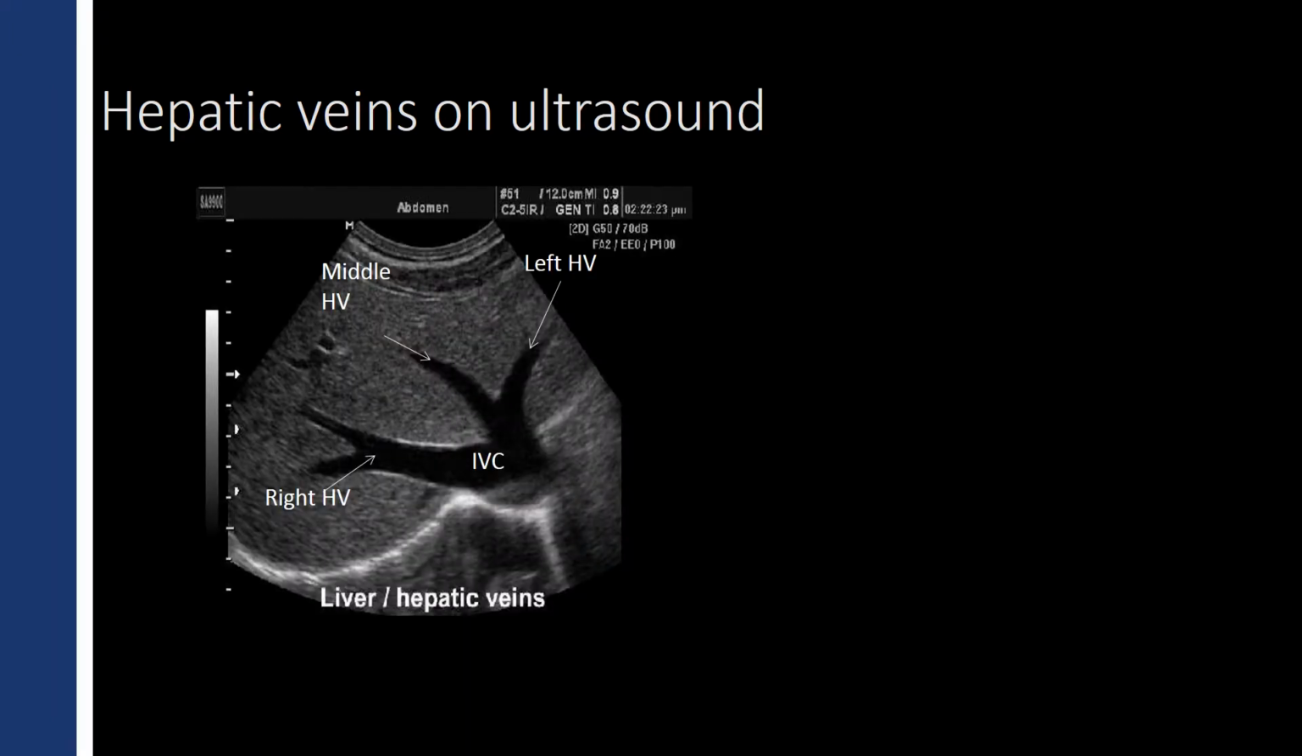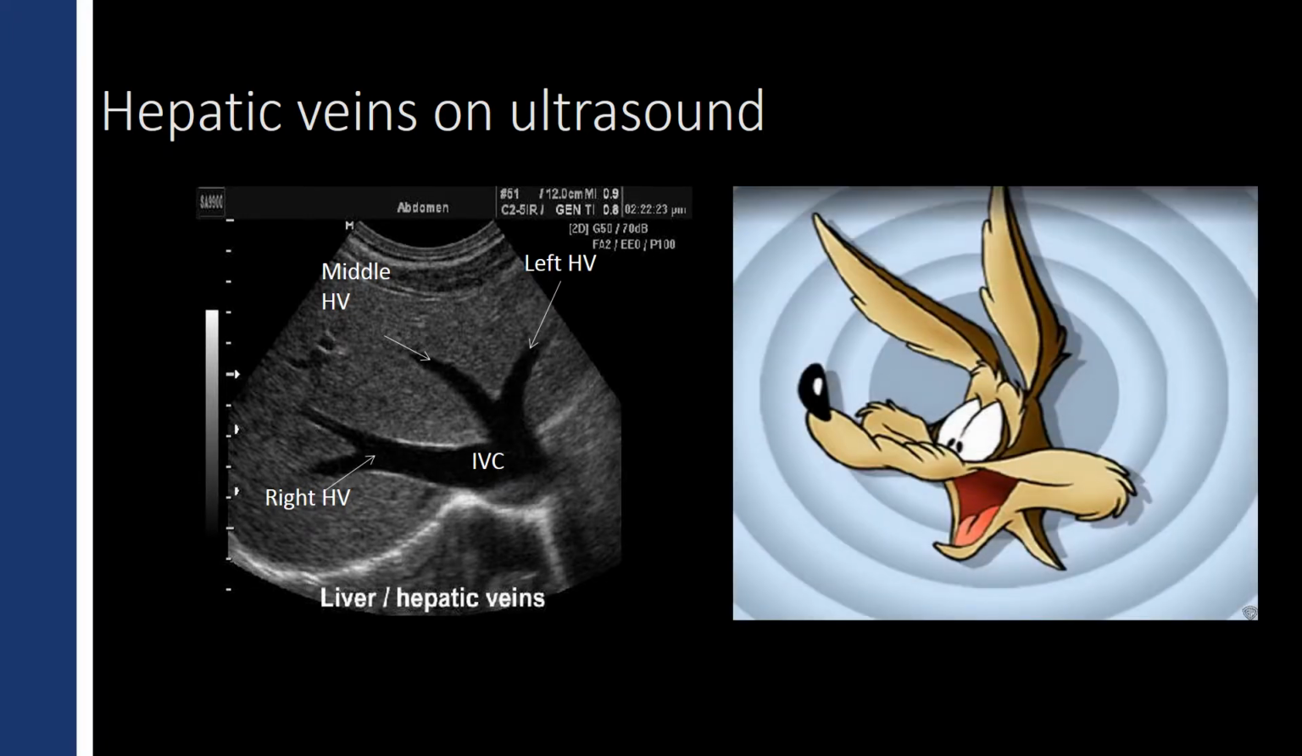Now, this will look exactly the same on ultrasound. Here we see an ultrasound through the liver, and we see the left hepatic vein, the middle hepatic vein, and the right hepatic vein all draining into the inferior vena cava. I liken this to Wile E. Coyote. If I see Wile E. Coyote and those are all clear, then I'm happy with that.